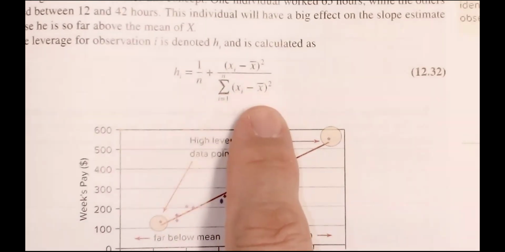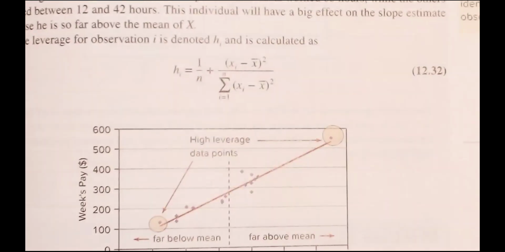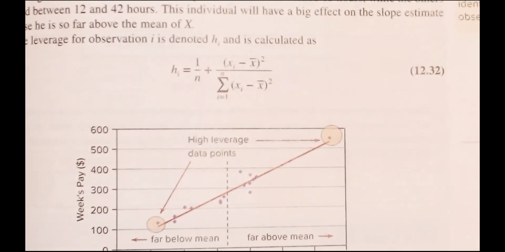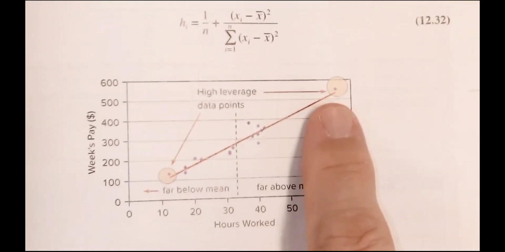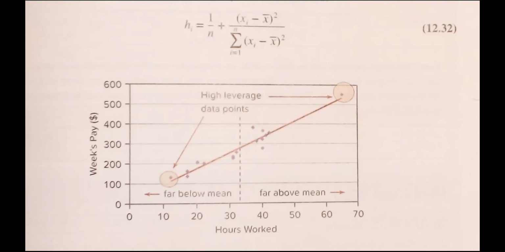And this number is always positive because it's a bunch of squares being added, and n is a positive number. So this is never going to be negative. Whether that person is above the mean or below the mean isn't going to be important, but a high leverage ability, oh yeah, they're at the end of the lever that is my regression line. If I move this one, the whole line moves.